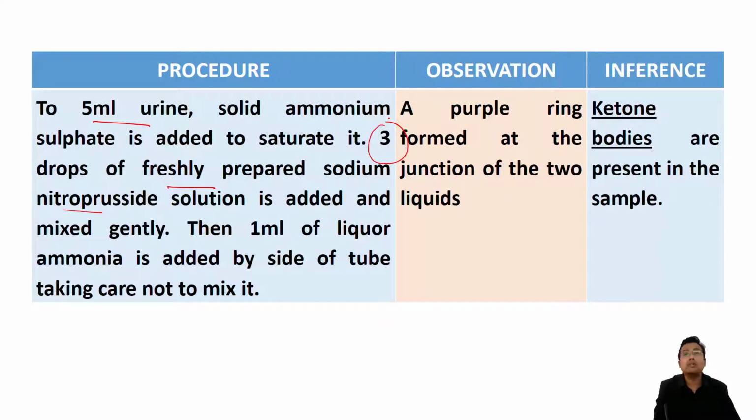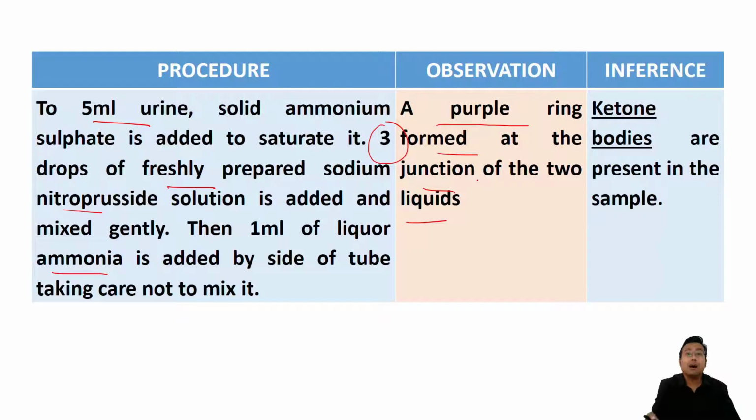Then you need to hold your test tube very steady, and by the side of the tube you should very carefully add liquor ammonia or liquid ammonia, depending on what institute you are doing. By the side, taking care not to shake the tube, not to mix the tube. Why do we intend to do so? Because if you have saturated your solution properly, liquor ammonia will form a layer on top of your sodium nitroprusside saturated solution, and at the junction of 2 layers, this is the observation, a purple colored ring will be formed, right?